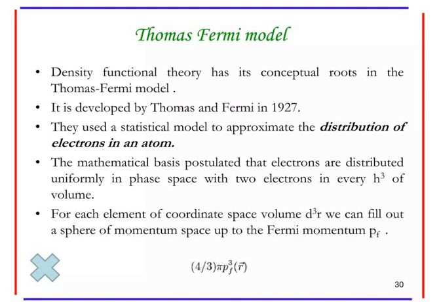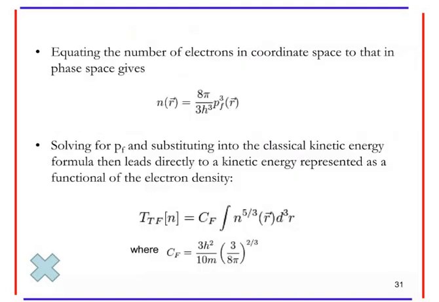You can see the 4/3 pi r cubed. This is the volume. So equating the number of electrons in coordinate space to that in the phase space gives this formula. Solving for pF and substituting into the classical kinetic energy formula then leads directly to the kinetic energy represented as a functional of the electron density. So you can see CF is equal to 3h squared over 10m times (3/8pi) to the 2/3, like this.